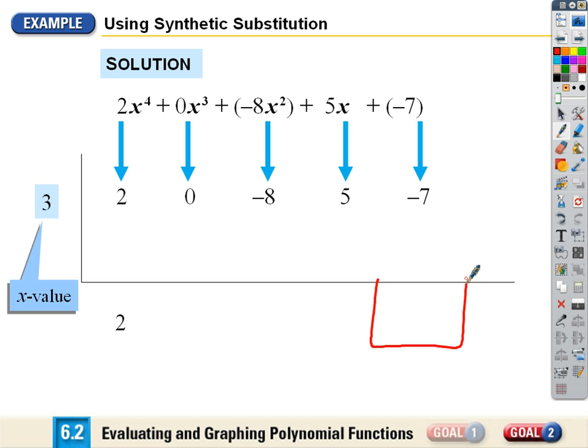So bring the 2 down. 2 times 3 is 6, which we add to the number in the next column. So plus 0 is 6, times 3 is 18, plus negative 8, 10, times 3 is 30, plus 5 is 35, times 3 is 105, plus negative 7, well, there's our 98. Okay. So that works also. That works really well if you don't have a graphing calculator.